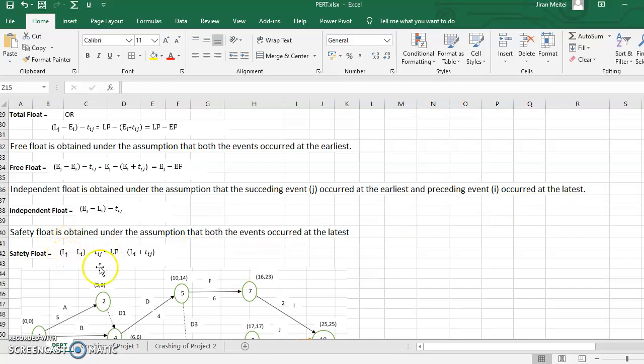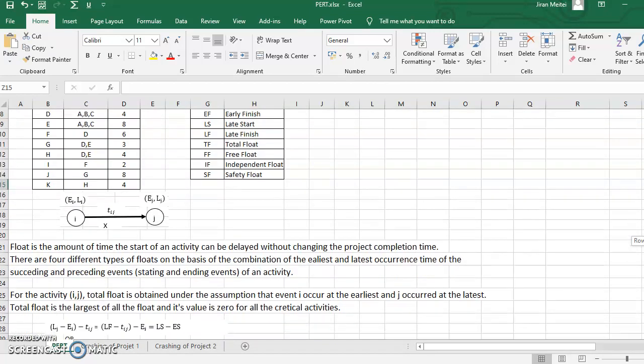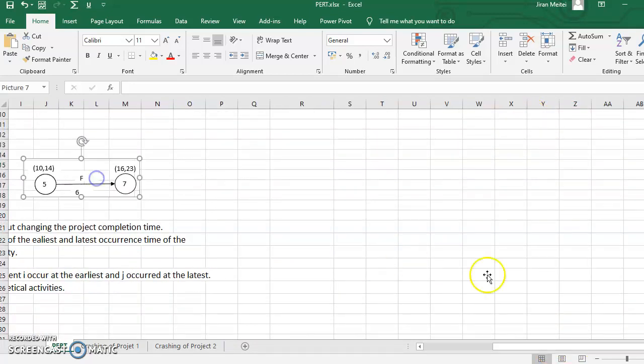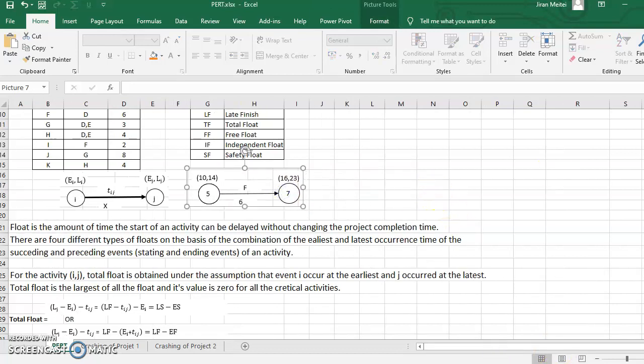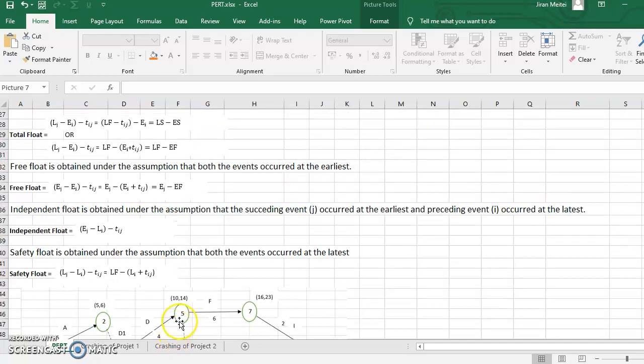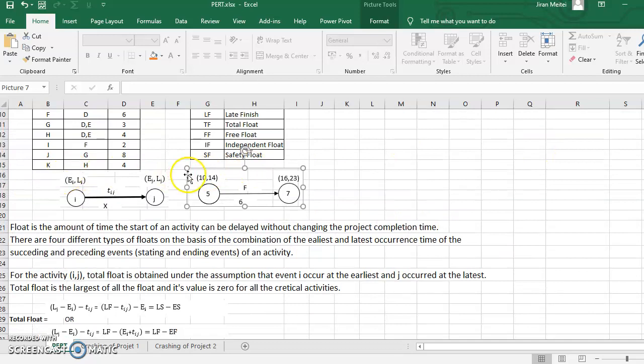Now instead of IJ, let's take this activity for example over here. This is activity F. Your I becomes 5 and J becomes 7, EI is 10, LI is 14, EJ is 16, LJ is 26, and the time taken TIJ is 6. Your X is now F. If you want to compute the total float for this, the total float was computed under the assumption that the succeeding event occurs at the latest and the preceding event occurs at the earliest, which means 26 minus 10 minus 6 will give the value of the total float. This is how you compute the floats of the various activities.